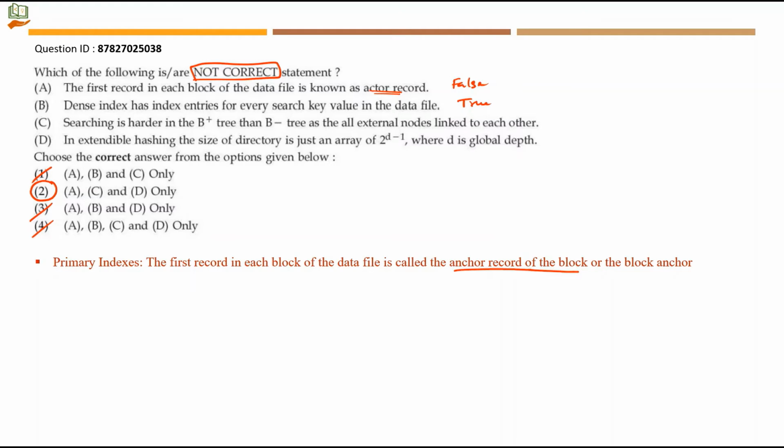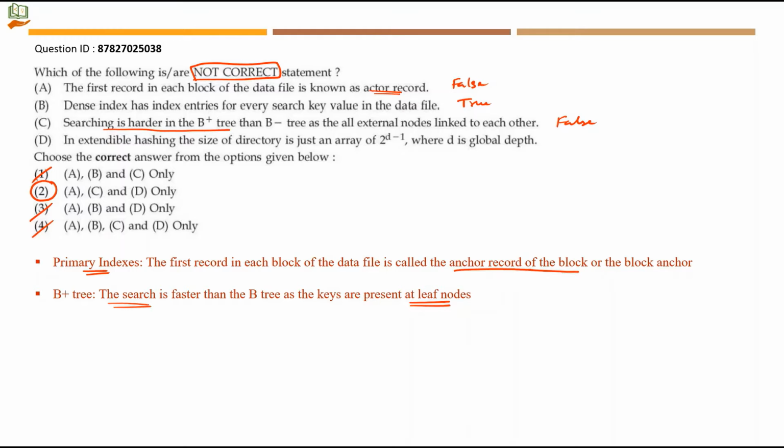Searching is harder in the B plus tree than B tree as all the external nodes link to each other. What is the right statement? The search is faster in B plus tree than the B tree as the keys are present at leaf nodes. So this statement is totally wrong and we will mark it as false. So in the context of B plus tree, they say the search is faster. And where this content comes about anchor record is in primary index.